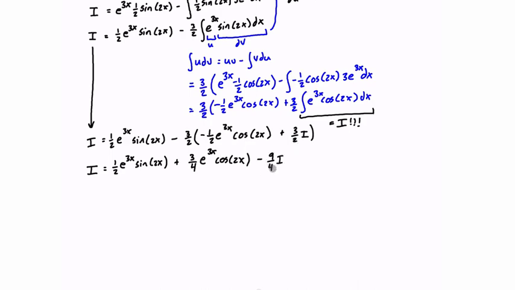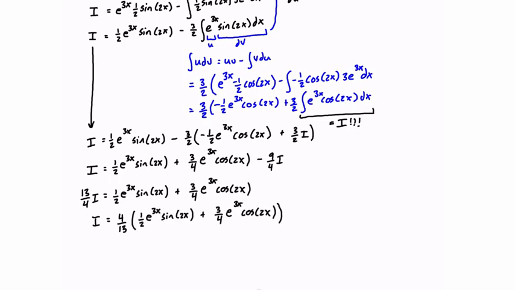Okay, at this point we want to add 9 over 4 I to both sides. So here we have 4 over 4 I, it's just 1 I. So 4 over 4 I plus 9 over 4 I is going to be equal to 13 over 4 I just like that. And then we're just left with everything else that we already had. Now at this point, we should just multiply both sides by 4 and then divide both sides by 13. So we're just going to be left with I is equal to 4 over 13 times the whole right-hand side.